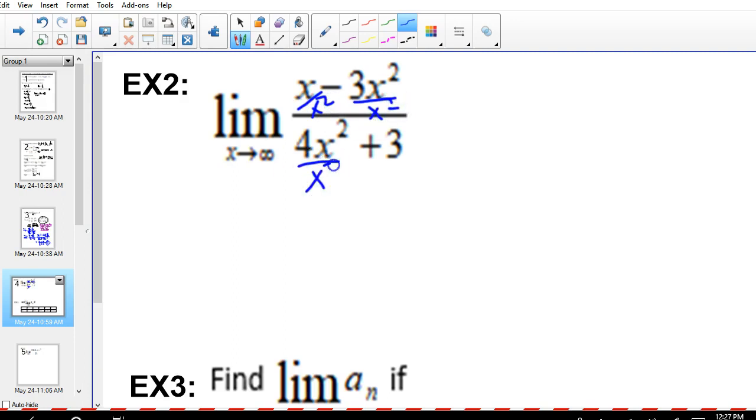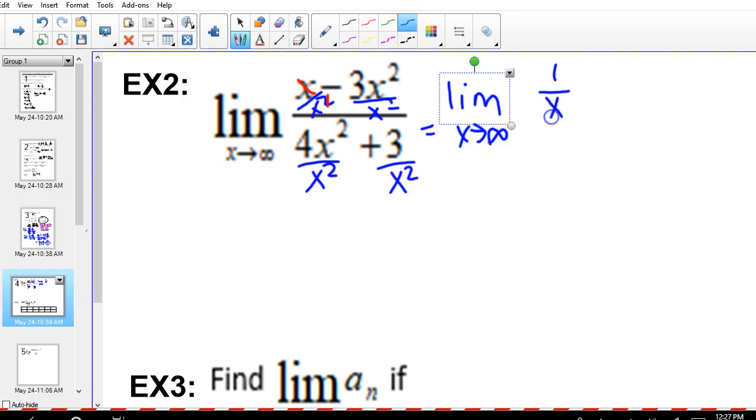I'm just going to divide everything by x squared, which means I've got the limit as x approaches infinity of, if I've got x over x squared, one of those x's will cancel, which will leave me with 1 over x, and then minus, here the x squareds will cancel, so it'll be minus 3, over, here the x squareds cancel, so I have 4 plus 3 over x squared.